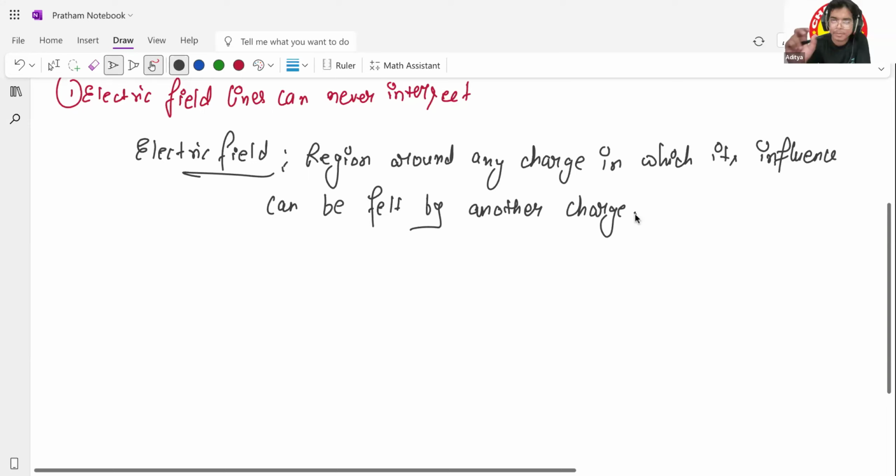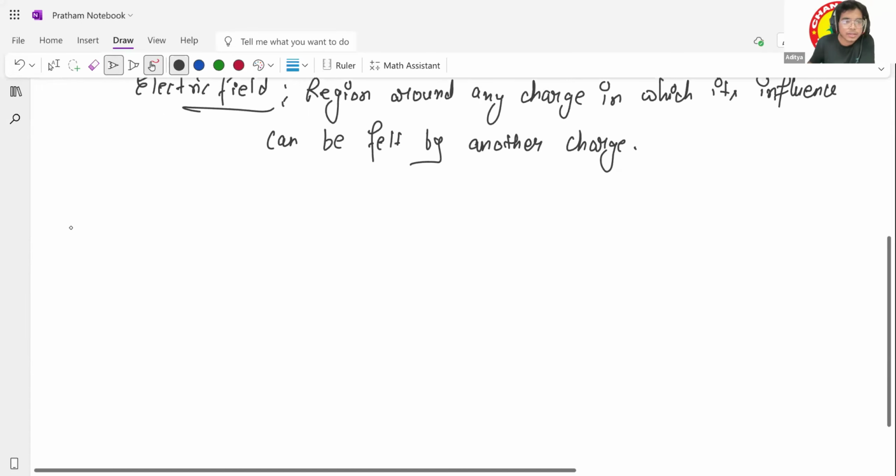What is the very simple term for the electric field? Just repeat it again. It's basically the region around any electric charge where its influence can be felt by another charge. Is it clear? Yes, sir. Okay.